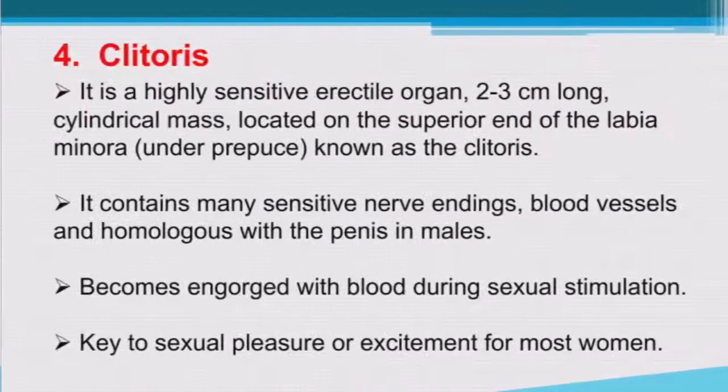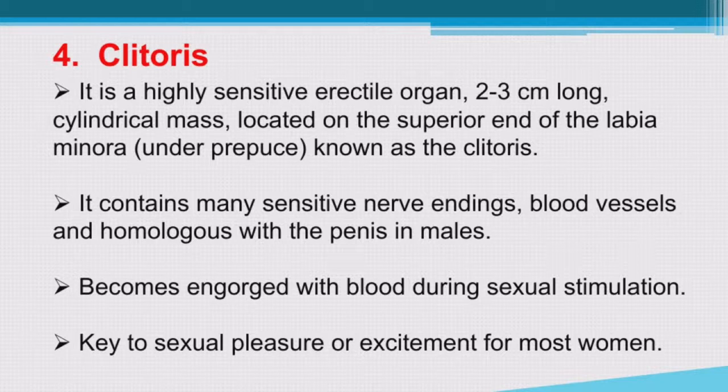4. Clitoris. It is a highly sensitive erectile organ, 2 to 3 centimeters long, cylindrical mass, located on the superior end of the labia minora, under the prepuce, known as the clitoris. It contains many sensitive nerve endings, blood vessels and is homologous with the penis in males. Becomes engorged with blood during sexual stimulation. Key to sexual pleasure or excitement for most women.